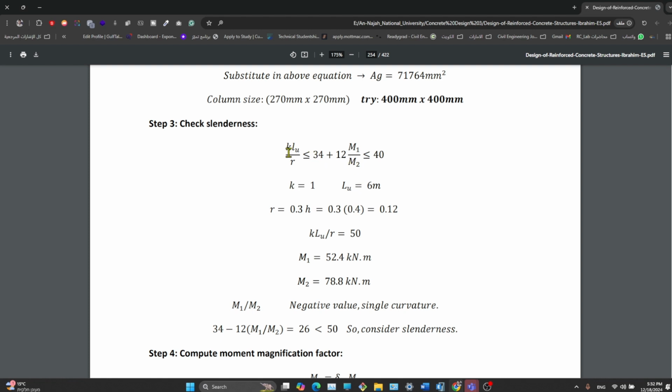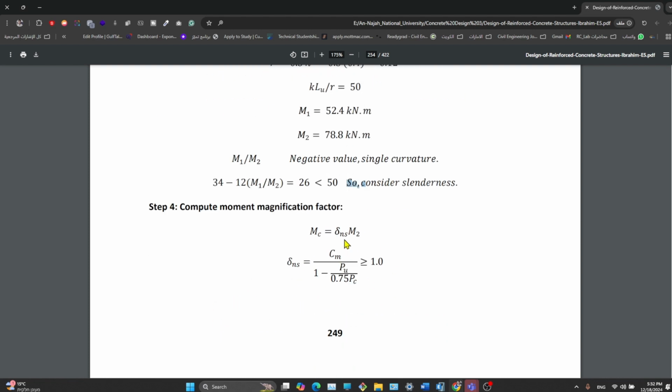So even if this is okay, we need to consider the slenderness. Since 26 is less than or equal to 50, we need to consider the slenderness. Is that clear at this point? Yeah. Okay.